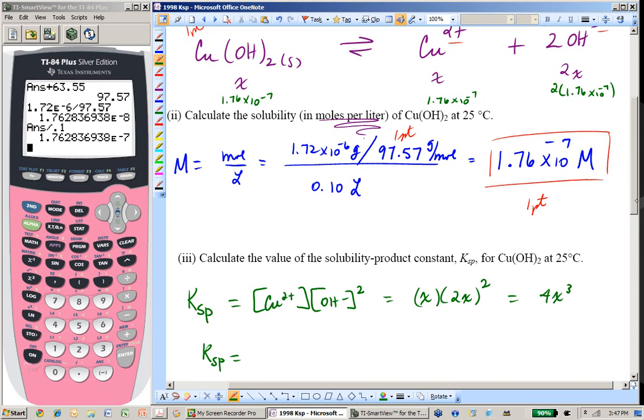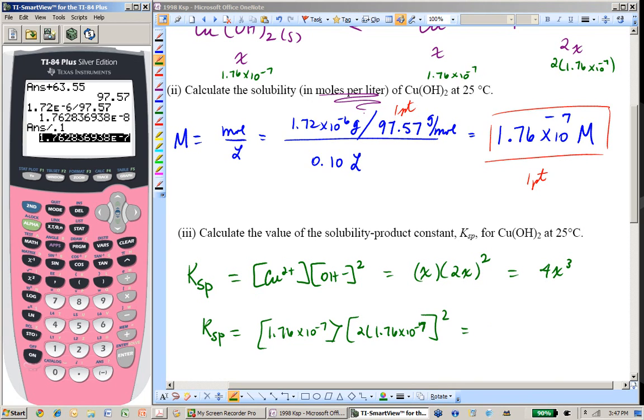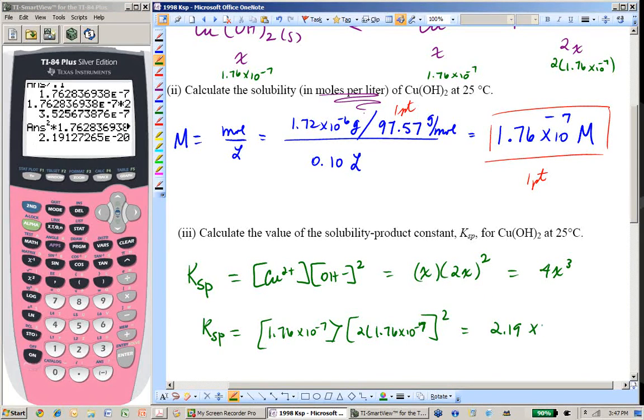And you didn't need the 4x cubed part. That's just me kind of showing you that relationship because you ain't seen the last of it. So 1.76 times 10 to the minus 7, 2 times 1.76 times 10 to the minus 7, quantity squared, equals. Okay, so let's take this times 2, get that, square it, and multiply it by the 1.76 times 10 to the minus 7 again. And voila, we come out with 2.19 times 10 to the minus 20.